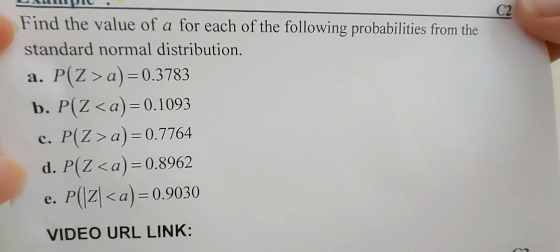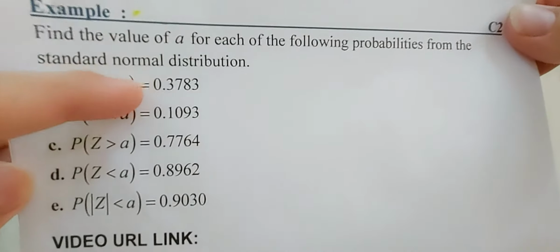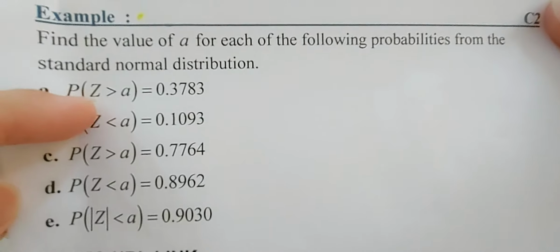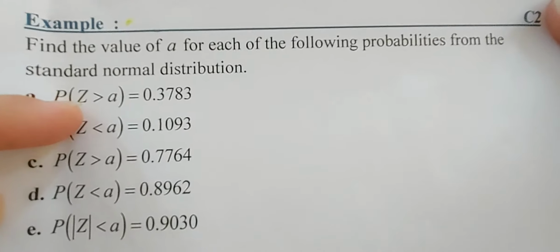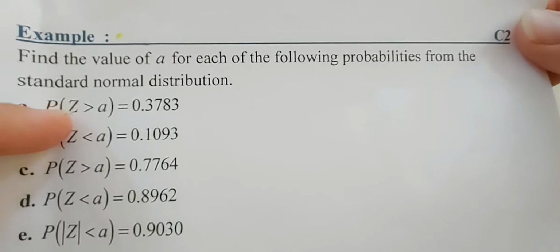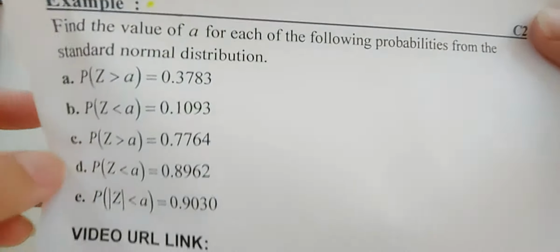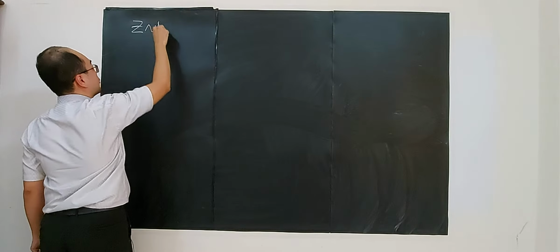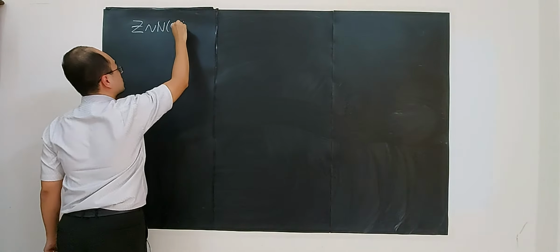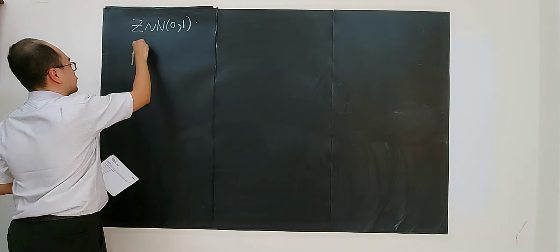Alright, okay, try to understand this question. Find the value of A. The question is very simple. They want to find the value of A, right? And Z is a continuous random variable which follows the standard normal distribution. Very simple here, I just want to tell you that the score Z is normal with mean 0 and variance 1, right?